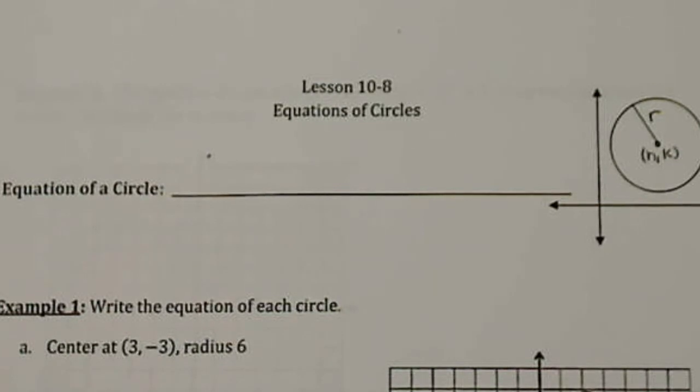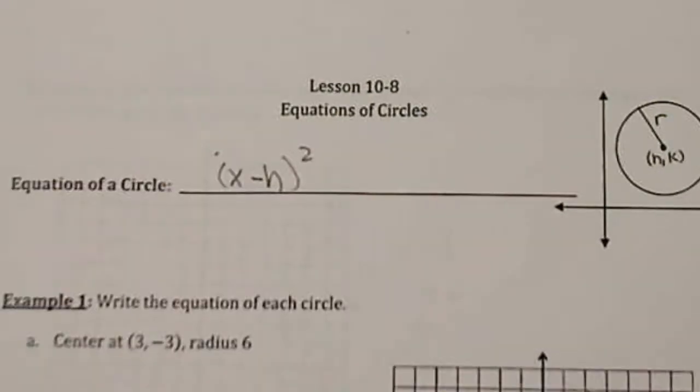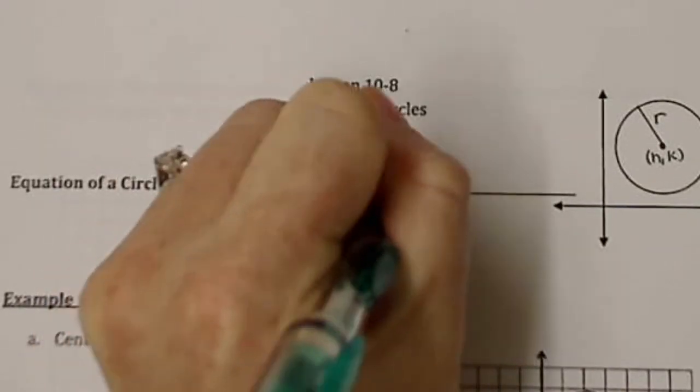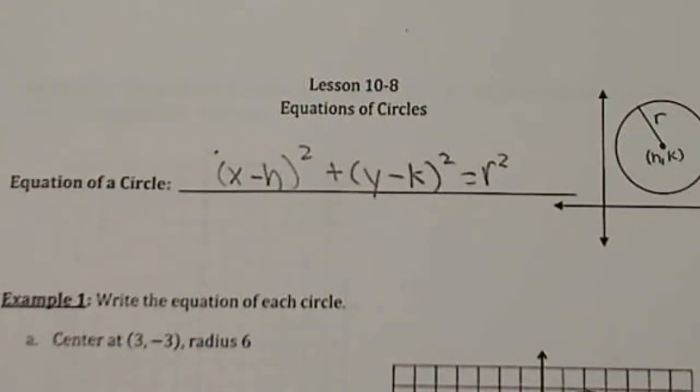So our equation is always this: (x minus h) squared, and you don't actually square the thing, you just write the squared, plus (y minus k) squared equals your radius squared. The only thing that you are actually going to evaluate is the radius squared in this equation, and your x and your y's will stay x and y.